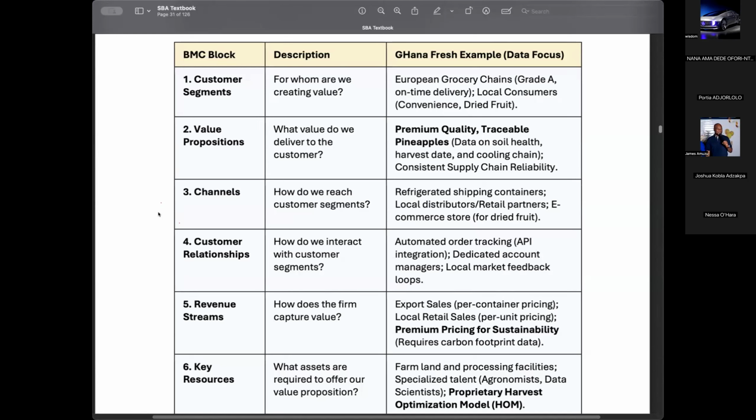Local resale sale, that's per unit pricing. Those of them who are selling the packaged dry fruits, it's going to be per unit price, where it depends on how much you sell. Every one that you sell, you get a small X value to it. You get some amount of money to it. Okay, then what are the assets required to offer our value proposition?